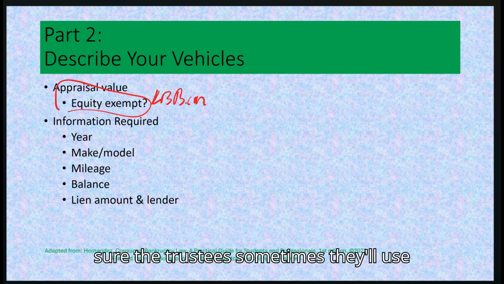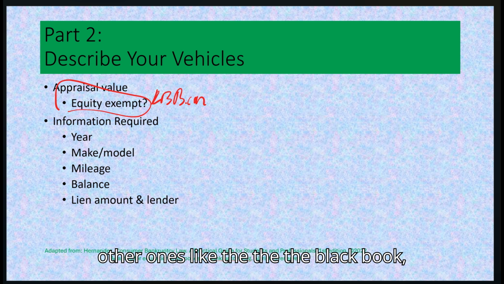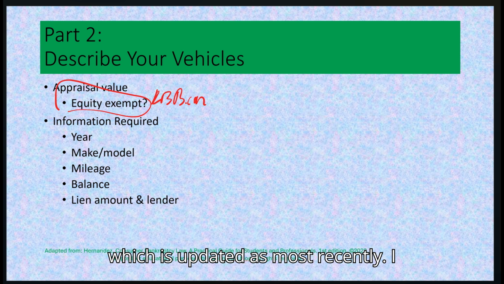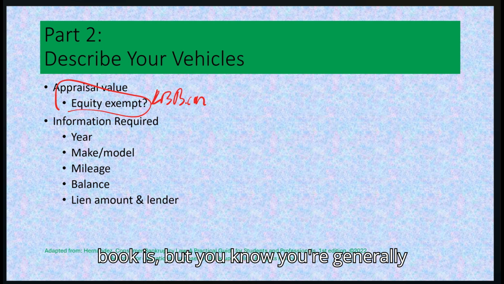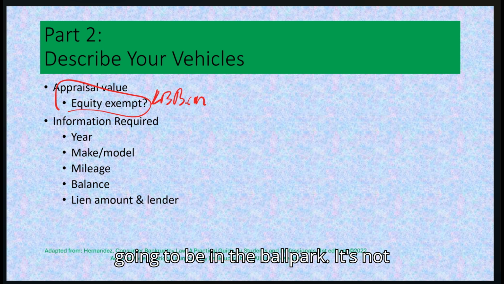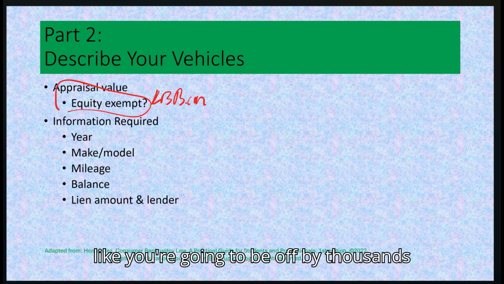I'm sure the trustees sometimes will use other ones like the Black Book, which is updated most recently. I don't know how updated Kelley Blue Book is, but you're generally going to be in the ballpark. It's not like you're going to be off by thousands of dollars.